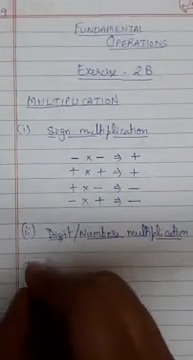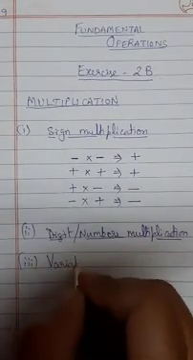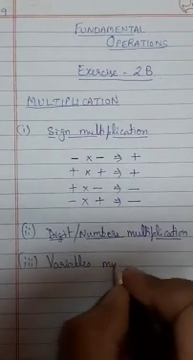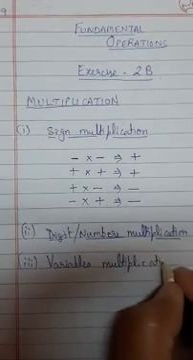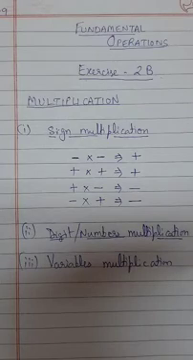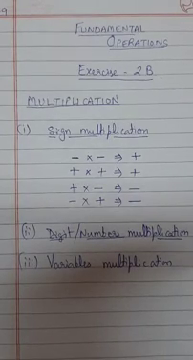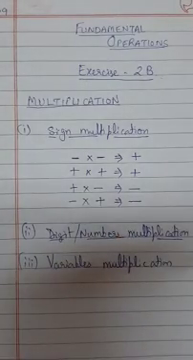And finally, we are going to multiply the variables. So our multiplication will have three steps: sign multiplication, the digit multiplication, and then finally the variables multiplication. Once we are done with that, we are going to find the like terms and then we are going to operate them for addition or subtraction. Otherwise, that will give us the final expression as the answer.